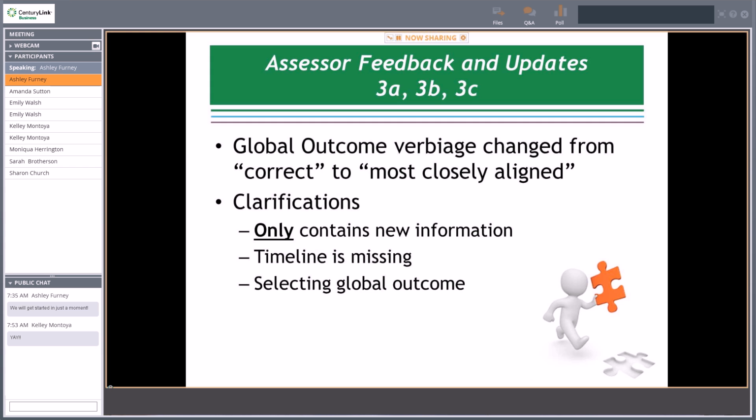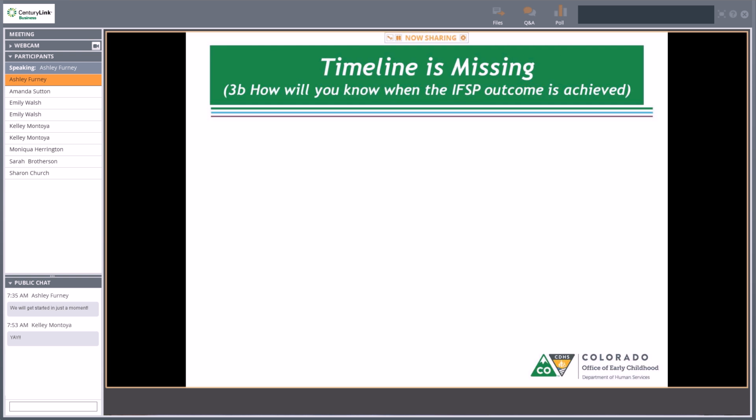And then some other clarifications. Again, we have that word only in where are you starting. Only contains new information. And again, it's okay to have a mixture of some new and some previously gathered information. We just don't want to see only new information. And then there were also some questions on how to determine if a timeline is missing on the global outcomes and selecting the most closely aligned global outcome. So we broke that out into some examples.